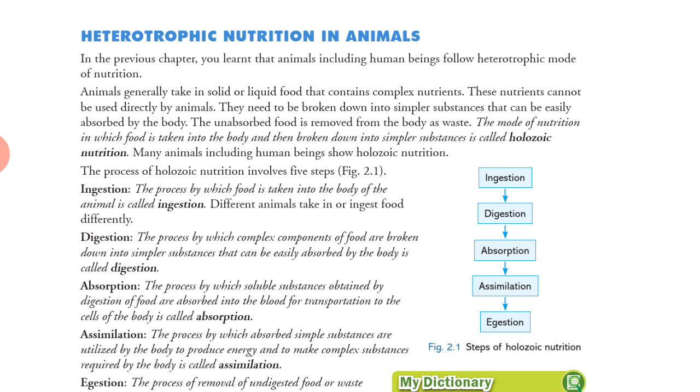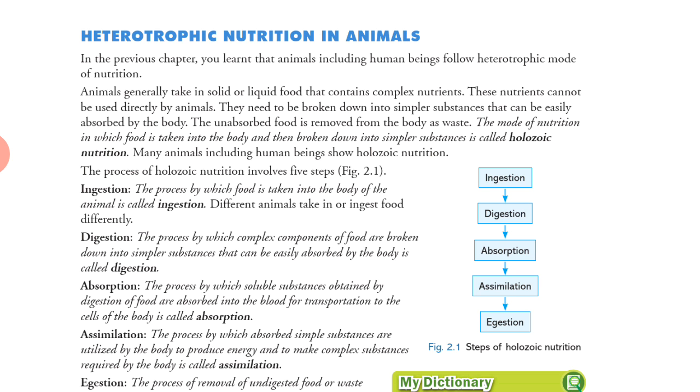We all know human beings as well as animals are in the category of heterotrophs, so their mode of nutrition will be heterotrophic nutrition. Okay, you can see in figure 2.1 the process is shown over there. Steps of holozoic nutrition: ingestion, digestion, absorption, assimilation and egestion.